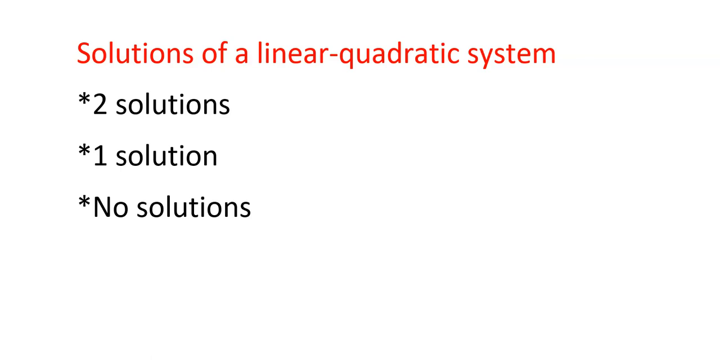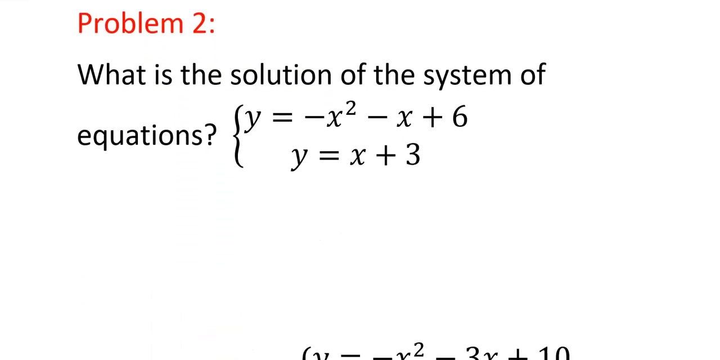Solutions of a linear quadratic system can be no solutions, one solution, or two solutions, kind of like we looked at before. It kind of depends on what you have. So let's look at a couple and then you'll figure that part out.